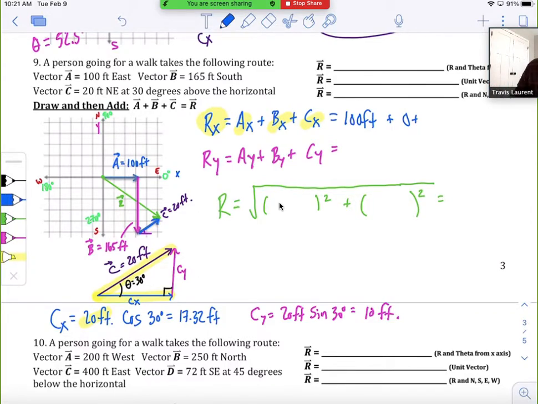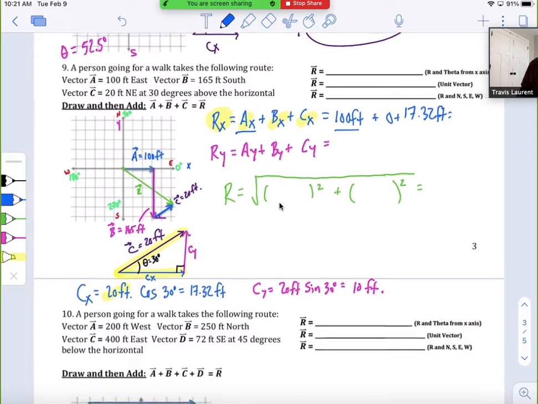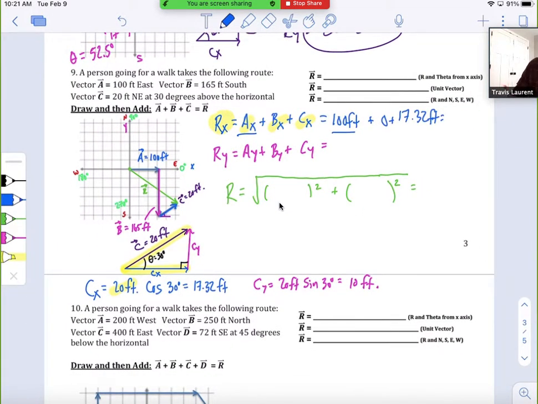So that means AX, we said, was 100 feet. BX is 0 because there's no part of the B vector that's moving in the x direction. And then CX is going to be 17.32 feet. So that means when you math that, your total RX vector is going to be 117.32 feet. Cool. Now we'll do the same thing in the y direction.